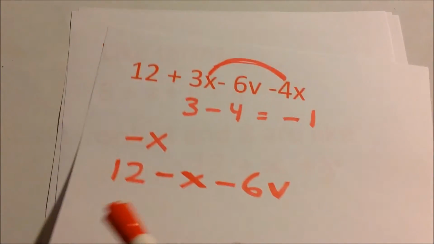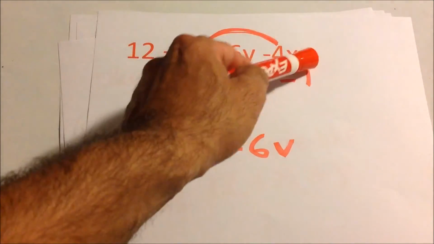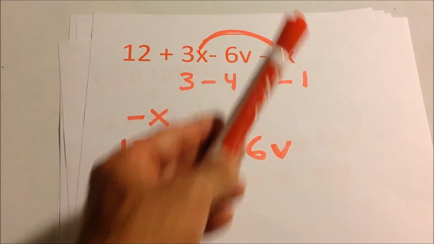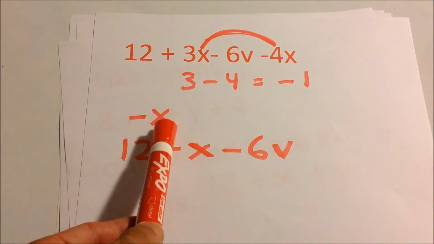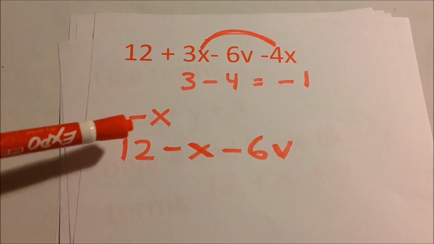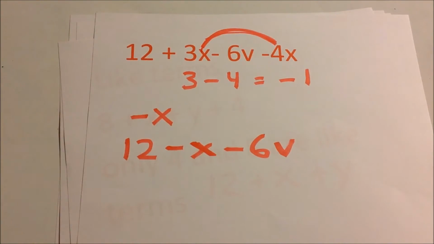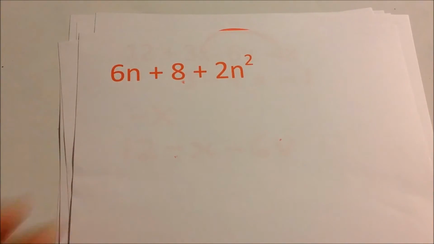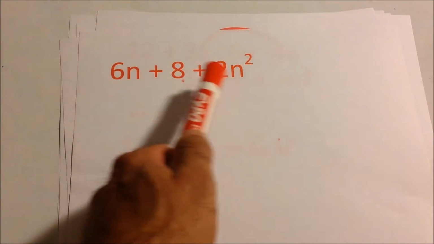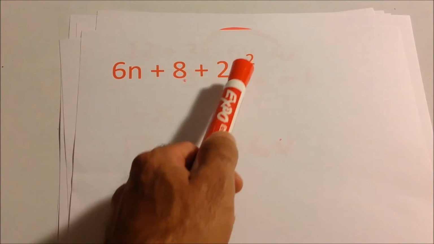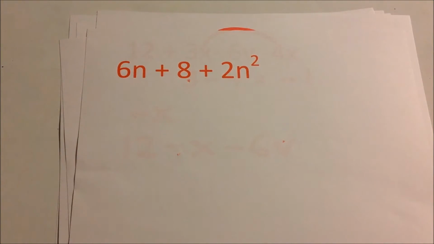If we look at this, we have 4 terms again, but we can combine the 3 and the 4. It's 3x minus 4x. Remember, 3 minus 4 is negative 1, so you'll have a negative x, or a negative 1x. You can put the 1 if you want. So here it would be 12 minus x minus 6v. Can't do anything else. And there's 3 terms. What about over here? You think you can combine anything? We have 3 terms. Now they both have an n, but you can't combine them because this has an n squared. So the exponents have to be the same also. You can't combine these because of that square exponent.